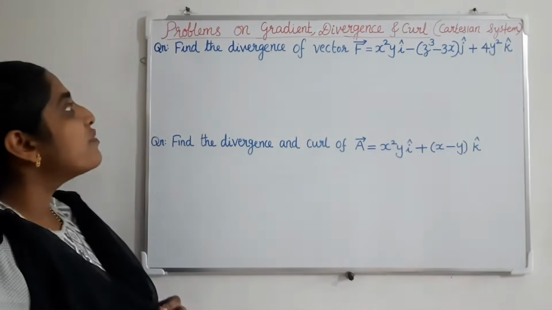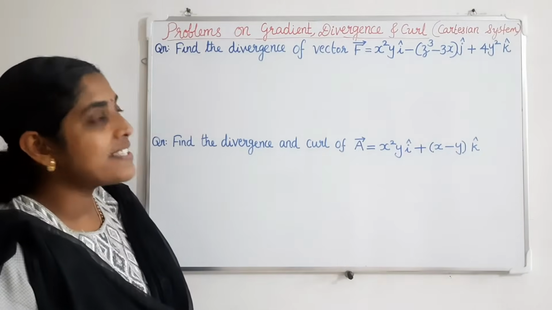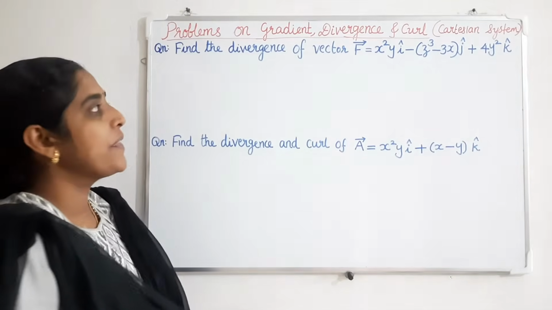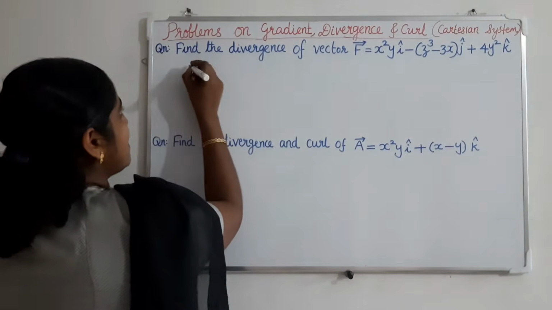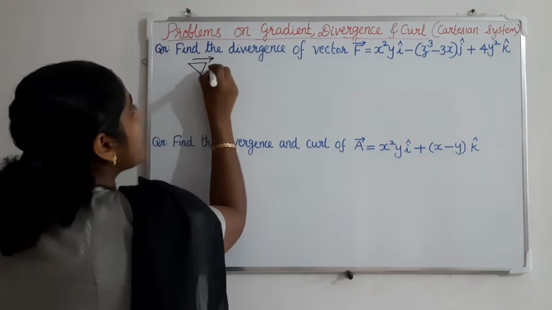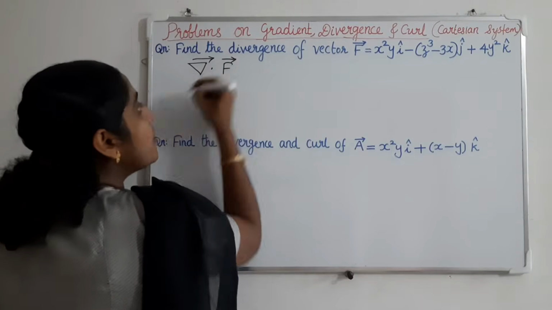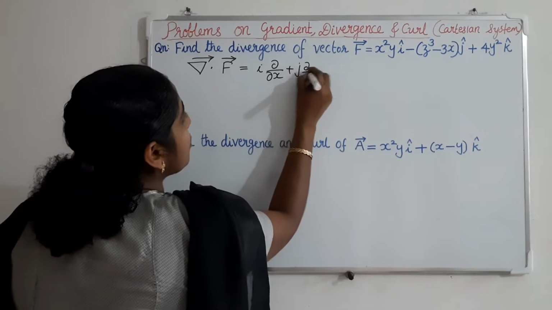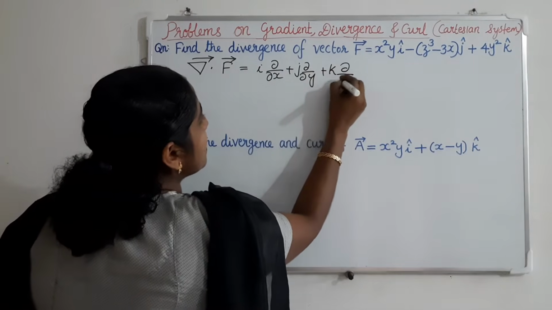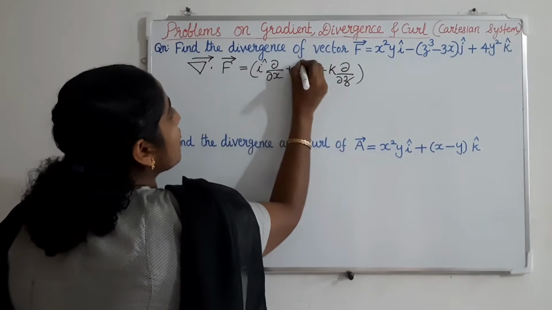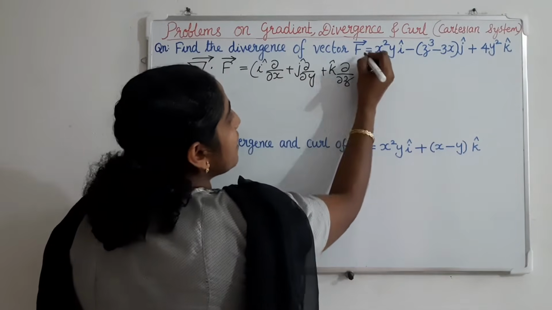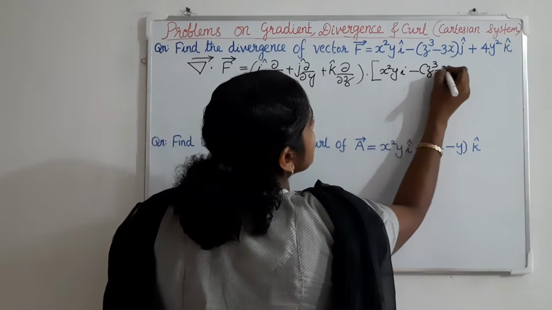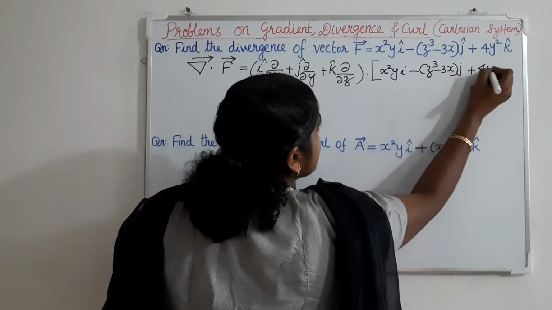See the first question. Find the divergence of the vector f = x²y i − (z³ − 3x) j + 4y² k. So here we have to find out the divergence. Divergence means when del operates on the vector function via dot product. What is this del operator? i ∂/∂x + j ∂/∂y + k ∂/∂z, where i, j, k are unit vectors along the x, y, z axes, dot f vector, that is x²y i − (z³ − 3x) j + 4y² k.